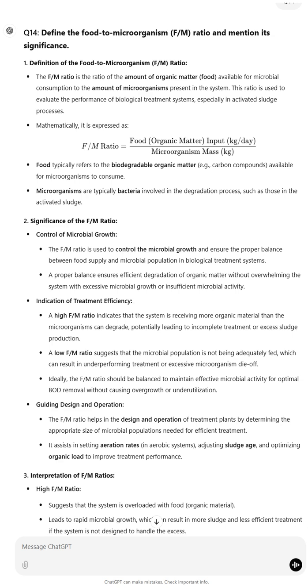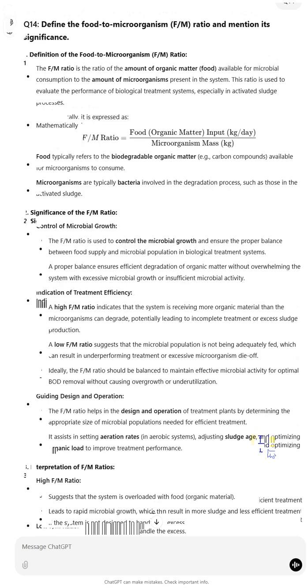Guiding design and operation. The F/M ratio helps in the design and operation of treatment plants by determining the appropriate size of microbial populations needed for efficient treatment. It assists in setting aeration rates, adjusting sludge age, and optimizing organic load to improve treatment performance.